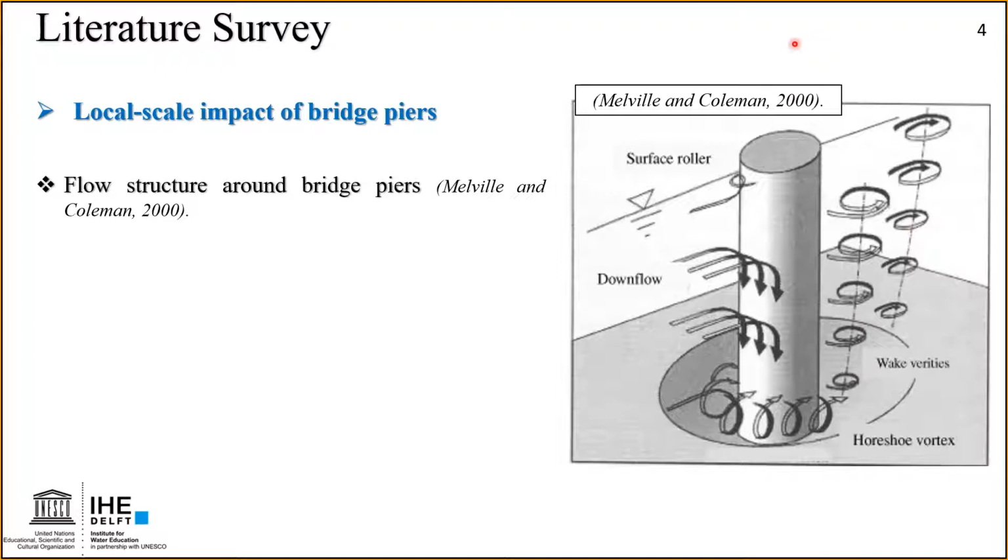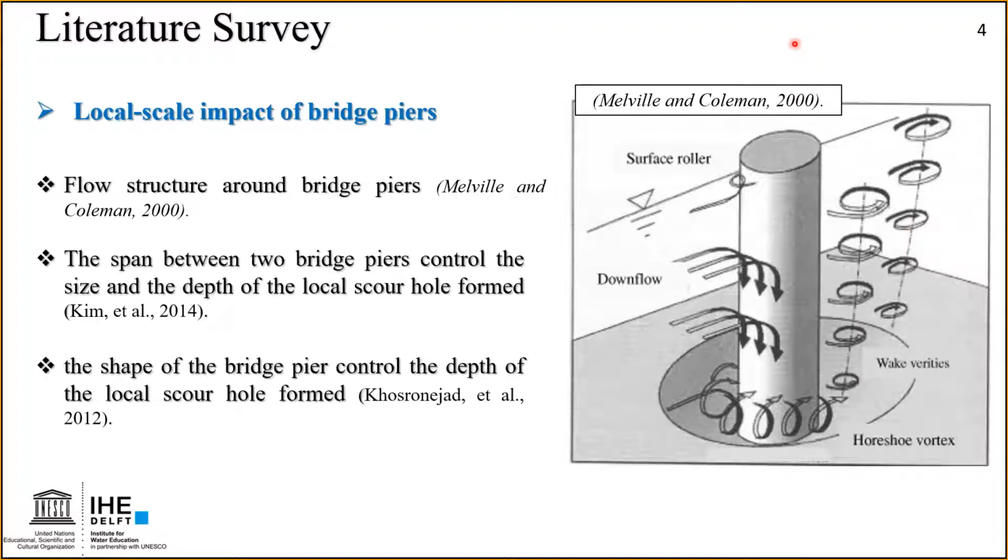In our literature, also we have researchers emphasize that the span between the two bridge piers controls the size and depth of the local scour hole. Also, the shape of the bridge piers controls the depth of the local scour hole formed. We can review all of this in the thesis text.